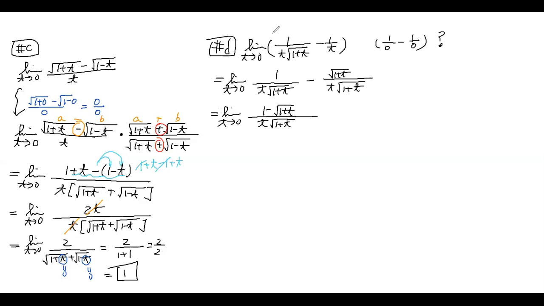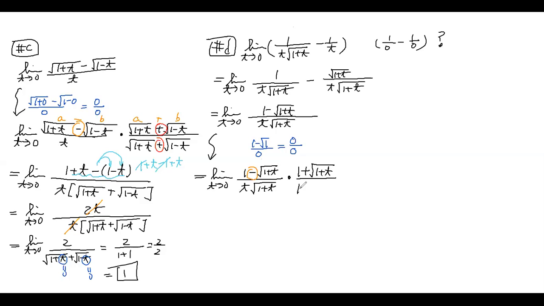Now let's substitute again. When t is equal to 0, the bottom is 0, and the top is 1 minus the square root of 1, so it's 0 over 0 again. Now let's see if we can use the conjugate to help solve this problem. Since this is a minus, I need to multiply by the plus: 1 plus the square root of 1 plus t. Remember, the opposite signs. Be careful here.